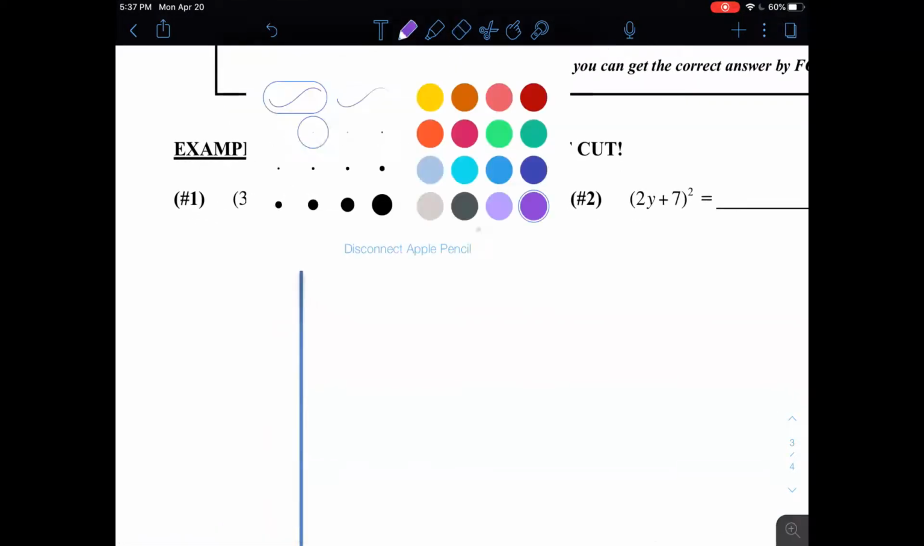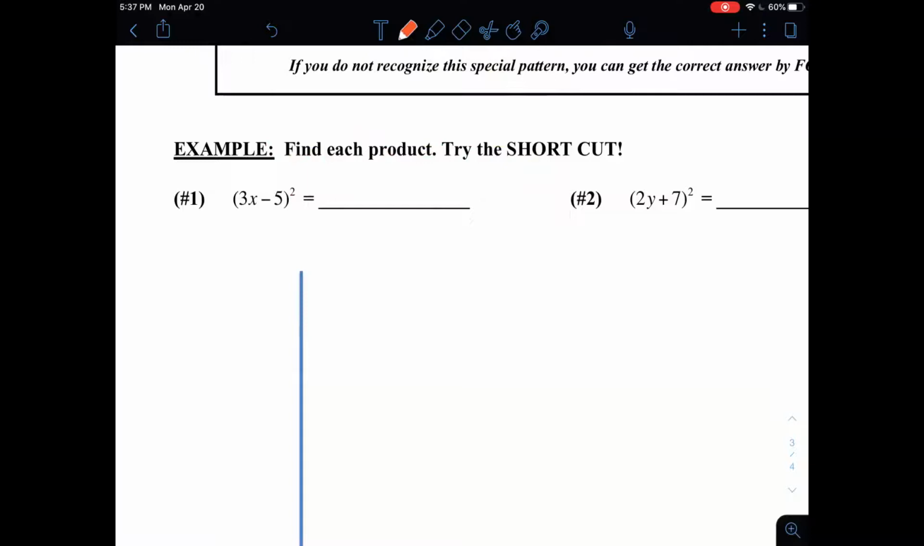All right. So we have 3x minus 5 all squared. So we don't even need to expand this out and FOIL it. That's kind of extra work. We don't need to do that, okay? All we need to do is figure out what a equals, a squared equals, b squared equals, and what double ab equals. Actually, we'll go like this. We'll do a times b and then double a times b. Okay? So, we have a minus b all squared.